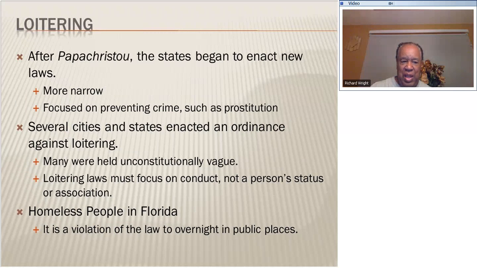Loitering. After this case, Papachristou, the states began to enact new laws so they could fix those things, focusing on preventing crimes such as prostitution. Several cities and states enacted ordinances against loitering, but many of those were vague as well. Loitering laws have to focus on the conduct, not the person's status or association. And then, I was talking about this earlier, for homeless people in Florida it is a violation of law to stay overnight in public places, and that was what the whole issue in a nutshell was that I was talking about a few minutes ago.